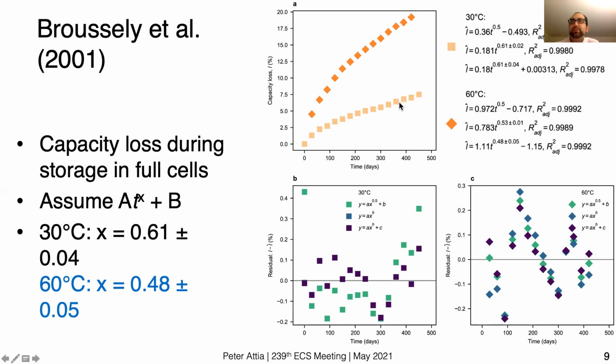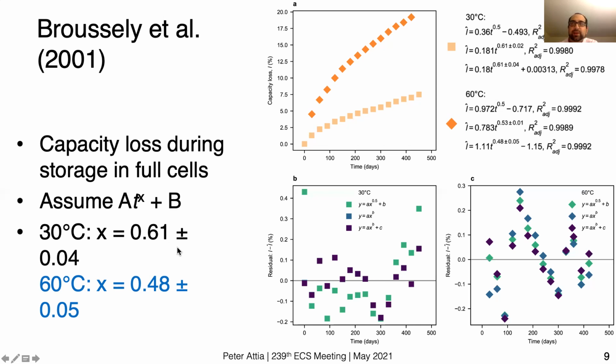It's measured at both 30C and 60C. What I've done here, and hopefully it's not too small on your screen, is fit these curves to 3 different models. One is a t to the 0.5 plus b, so we constrain the exponent. The second is a t to the x, so there's no b term here. And the third is this full equation, a t to the x plus b, so that's a 3-parameter model.